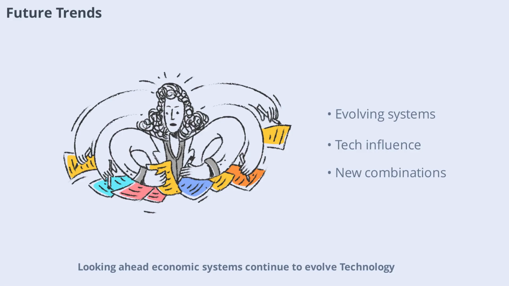Looking ahead, economic systems continue to evolve. Technology, environmental challenges, and social changes are shaping how resources are allocated. Countries are experimenting with new combinations of market and command elements to meet the needs of their people.